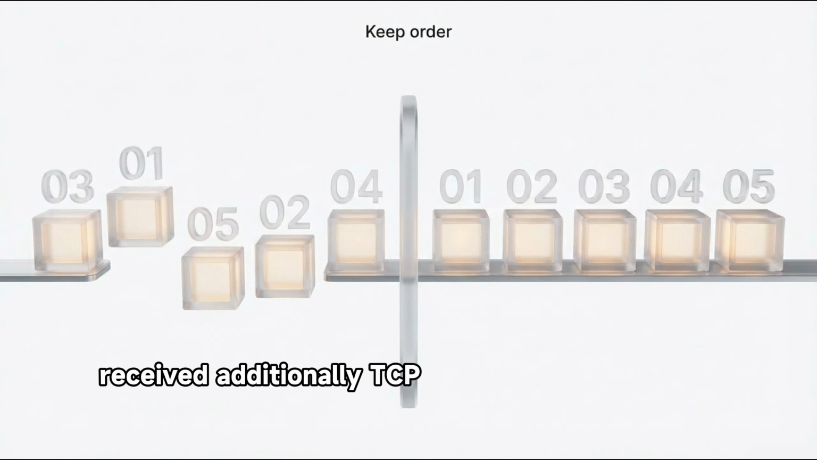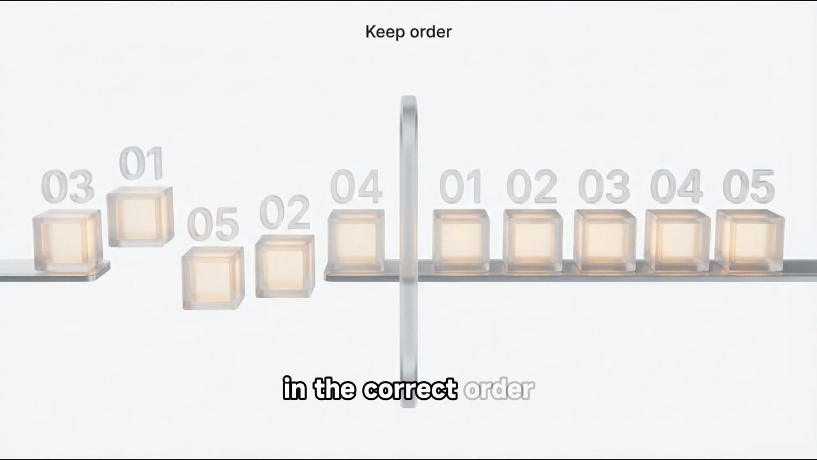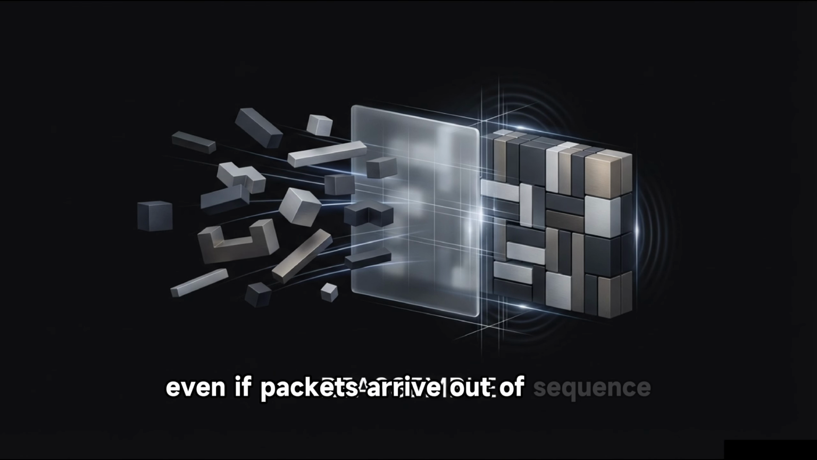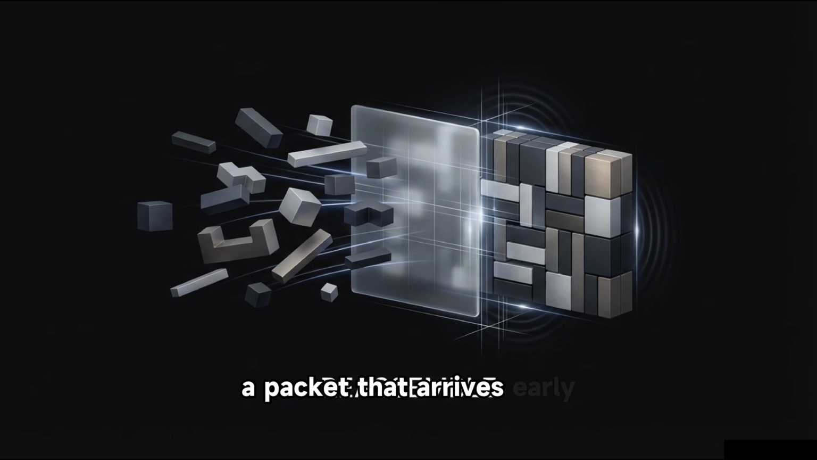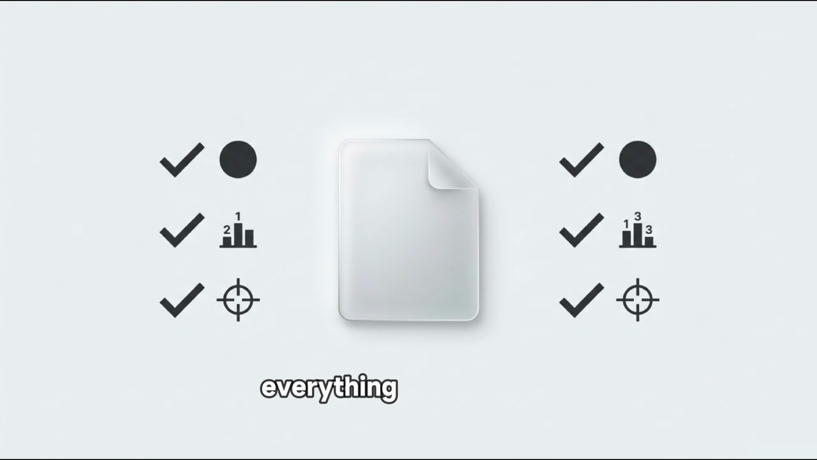Additionally, TCP numbers every byte it sends. The receiving side uses these sequence numbers to reassemble data in the correct order, even if packets arrive out of sequence. A packet that arrives early gets held in a buffer until the missing earlier packets arrive and fill the gap. The result is a delivery guarantee that's remarkably strong. Everything sent arrives in order without duplicates or the connection fails trying.